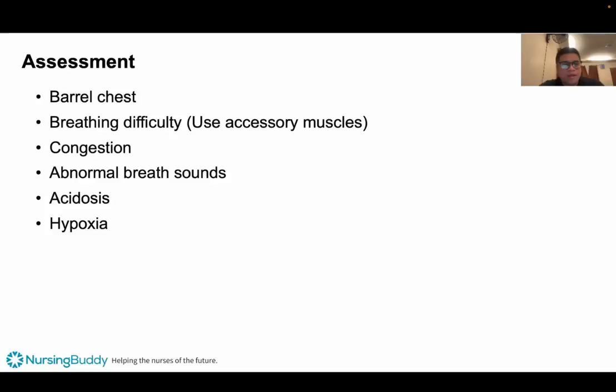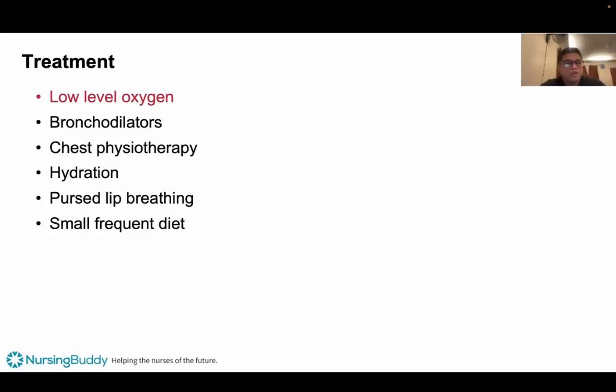acidosis. Why? Because our patient here is actually having breathing difficulty. He's retaining more and more carbon dioxide here. So what does it happen? Remember that your carbon dioxide is an acid. So acidosis occurs here. Hypoxia is also possible. Okay? So how do we treat? Big word, low level oxygen. So we don't give actually high flow oxygen.